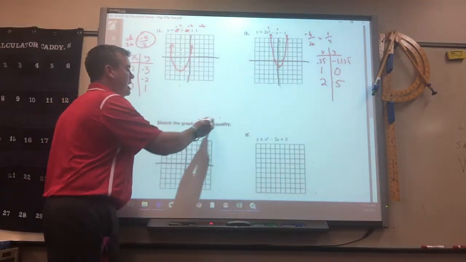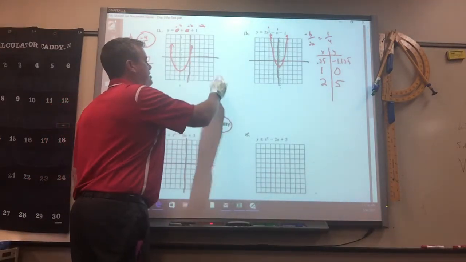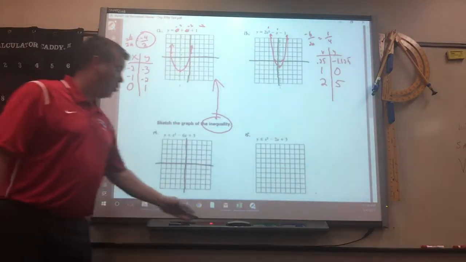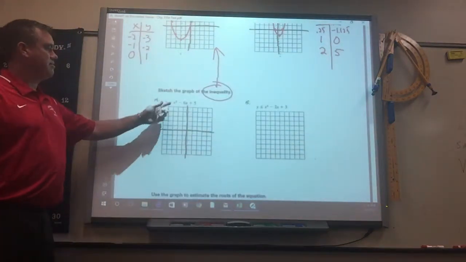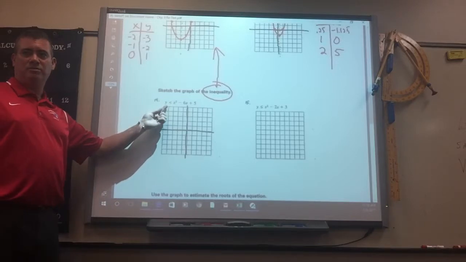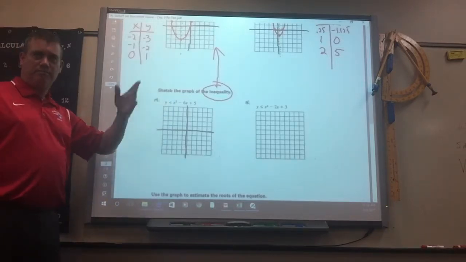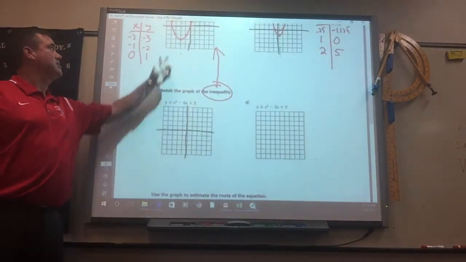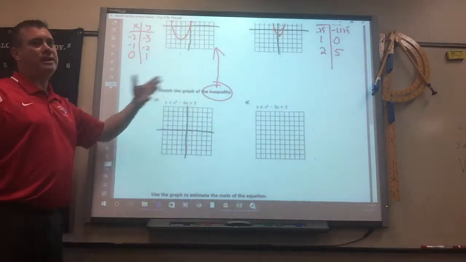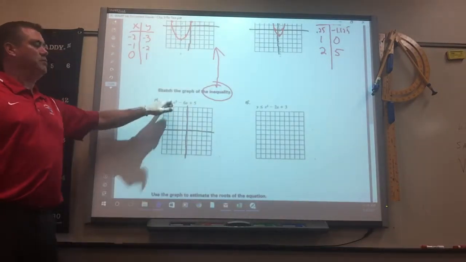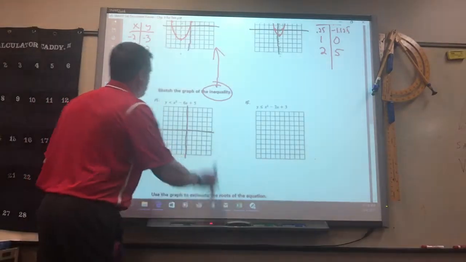Okay, the inequalities are exactly the same as these. The only difference is if it doesn't have the equal, remember what you got to do? Dotted. It's a dotted parabola. And then you got to shade either inside or outside, depending on what the sign is. So you do the same thing.